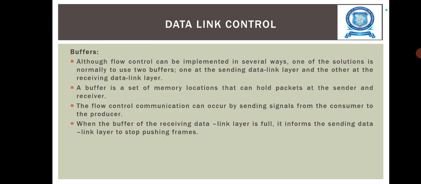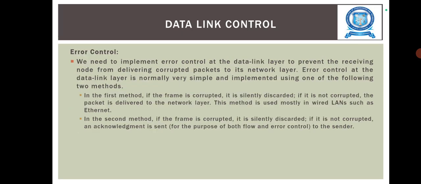Although flow control can be implemented in several ways, one solution is normally to use two buffers, one at the sending data link layer and the other at the receiving data link layer. A buffer is a set of memory locations that can hold packets at the sender and receiver. The flow control communication can occur by sending signals from the consumer to the producer. When the buffer of the receiving data link layer is full, it informs the sending data link layer to stop pushing the frames. Next, we are going to see the error control.